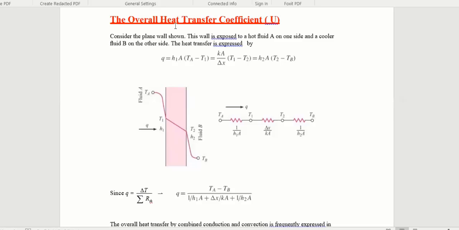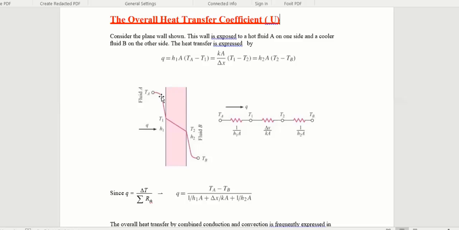Okay, it's very simple. So this electrical diagram, I hope it is clear. First one is the convection resistance, the second one is the conduction resistance, and again third one is the convection resistance. So what is the formula for heat transfer from this fluid to this fluid, this solid surface?